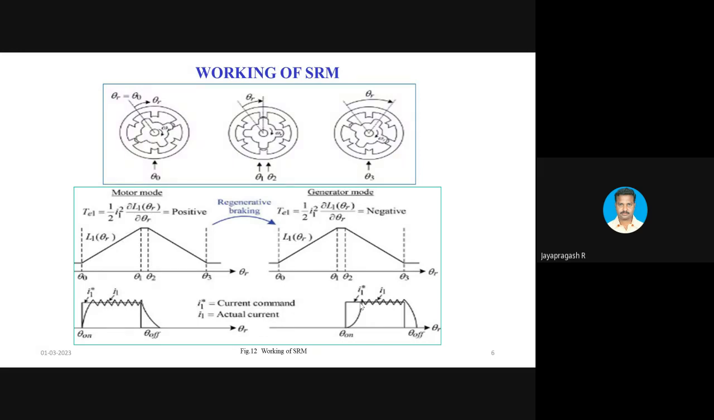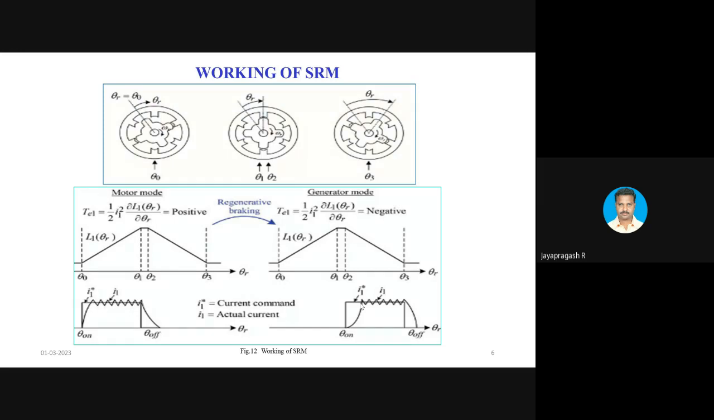So before getting into the design of the switch reluctance motor, let us understand the overview of the switch reluctance motor. This switch reluctance motor is doubly salient. Hope everyone might have studied this. Let us have a quick overview and then we'll proceed further. It's a doubly salient singly excited machine.